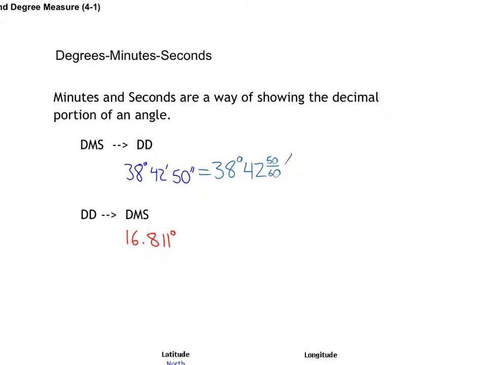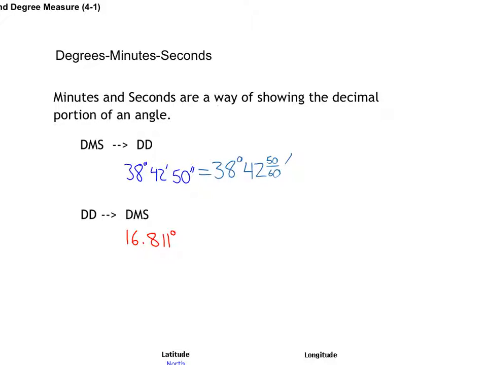Now, how many minutes are in an hour? 60. So if there's 60 minutes in an hour, how many minutes do you think are in a degree? 60.